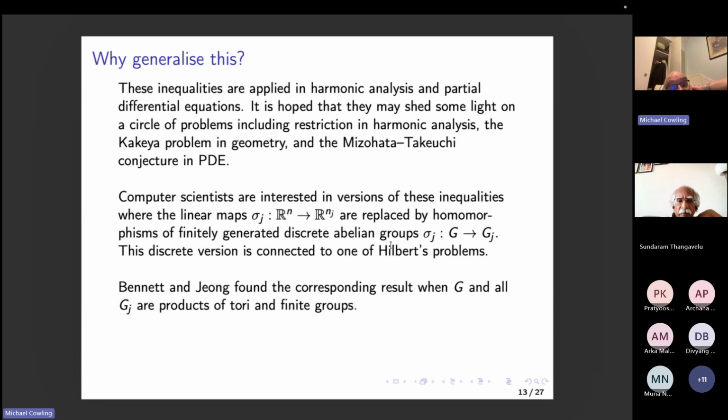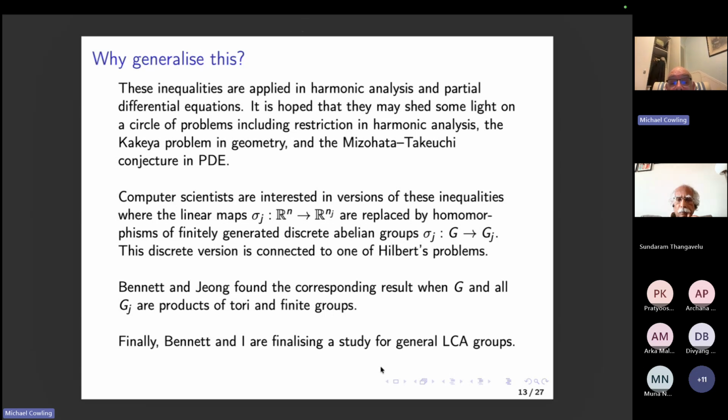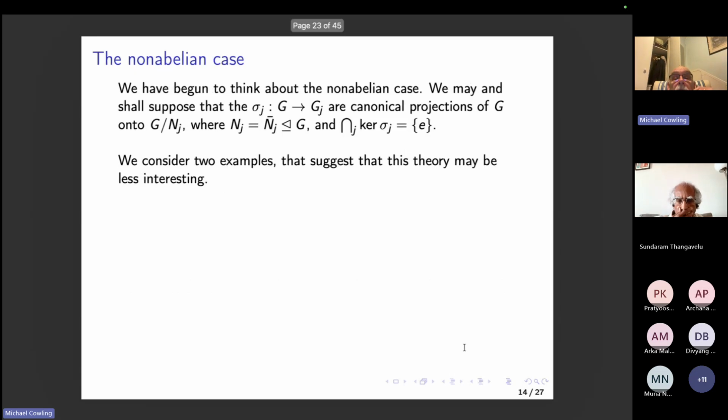And more recently, Bennett and Tao found the corresponding result when all the groups are products of tori and finite groups. So they were looking at the case of compact abelian groups. And so finally, Jon Bennett and I are finalizing a study for general locally compact abelian groups. So at least this far we've got, and we have a version of the Brascamp-Lieb inequalities for locally compact abelian groups. So now some of us have begun to think about the non-abelian case.